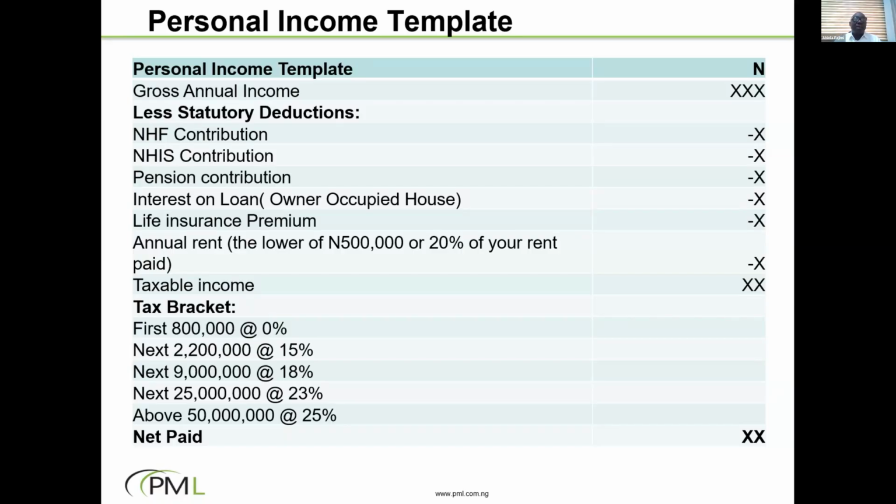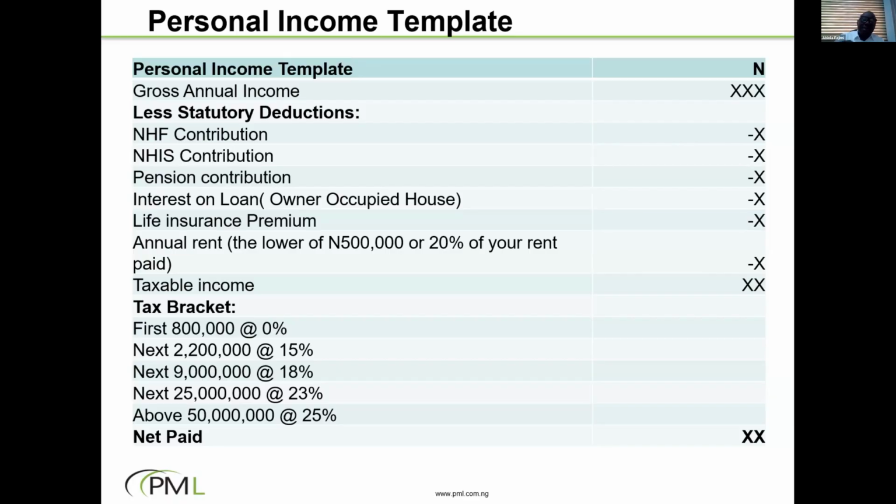The National Health Insurance contribution, NHIS, will be deducted from the total salary. Pension, if you are a pension maker, that will also be deducted. If you have interest on loans for an owner-occupied house, if you've borrowed money to build a house previously and you are living in the house, whatever is the interest on such loan will be deducted. Life insurance premium, if you paid it, will also be deducted. Then annual rent, the lower of 500,000 or 20% of your rent, will also be deducted from your gross annual income to arrive at your taxable income.